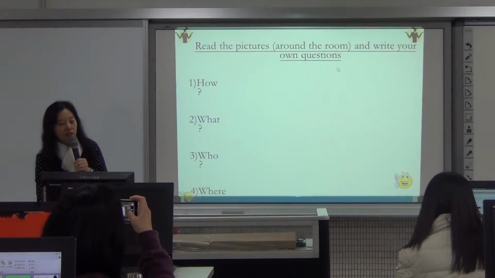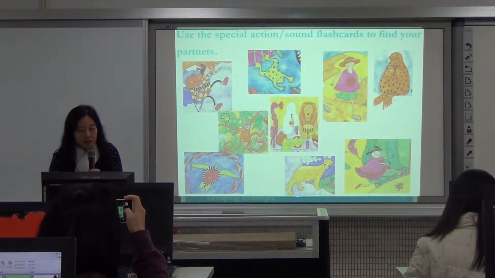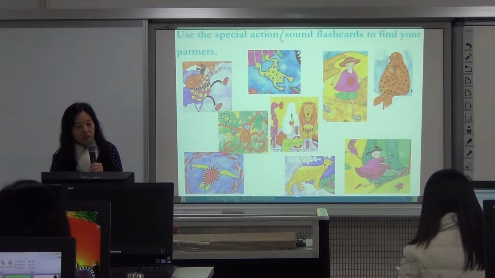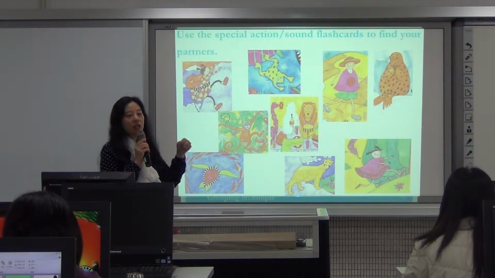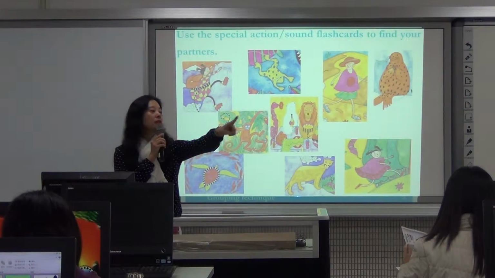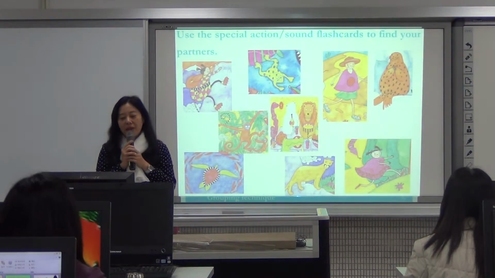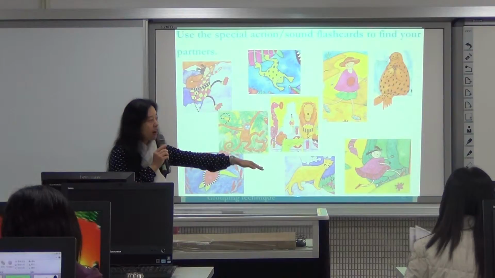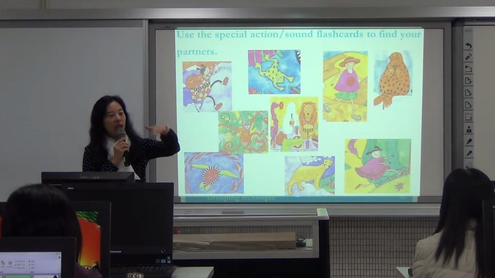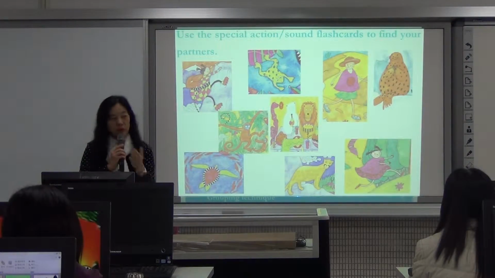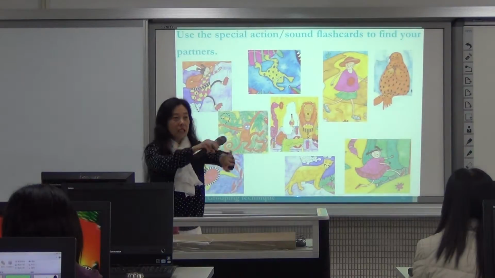Nice, right? So that's one way to do it. You can think about it. You can use special action or sound flashcards to find your partners. I think this is fun. Usually we just tell the student, okay, you in a group, you in a group. Remember that he showed us that he put the picture cards in front of the classroom. And then you just line up. We line up evenly. And when we see the picture, we don't tell people, we have to do the movement.